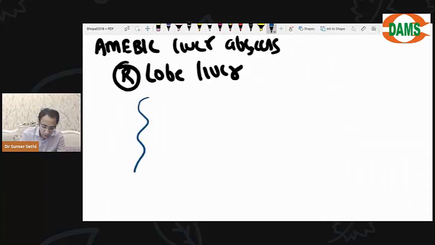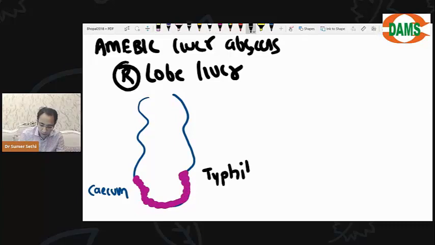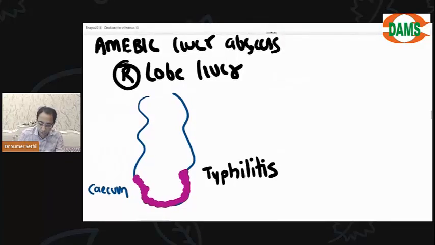Suppose this is your ascending colon. This must be your cecum. Okay, this must be your cecum. Amoebiasis, when it involves the cecum, we call it amoebic typhlitis. टिफिलाइटिस मतलब सीकम की इन्फ्लामेशन, सीकम की सूजन.